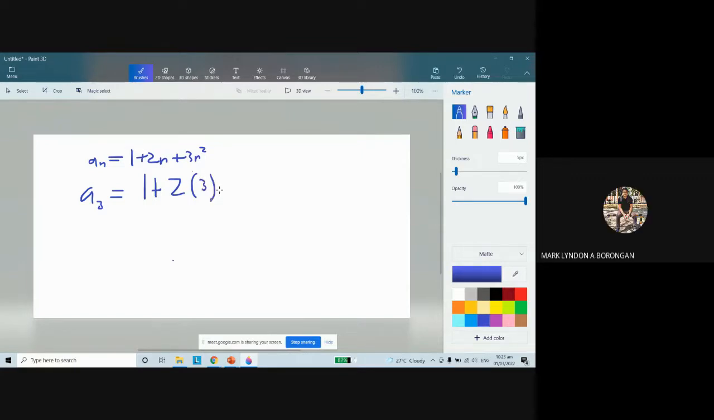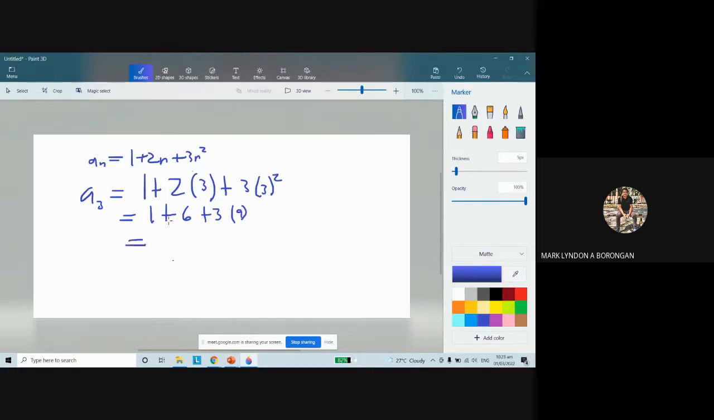So, 2 times 3 na siya. Plus 3 times 3 squared na dayon. So, ana lang. Then, simplify na po. Ana ra. Simplify ra dayon after substitution. Then, plus 3 times, ang 3 squared na to is just 9.